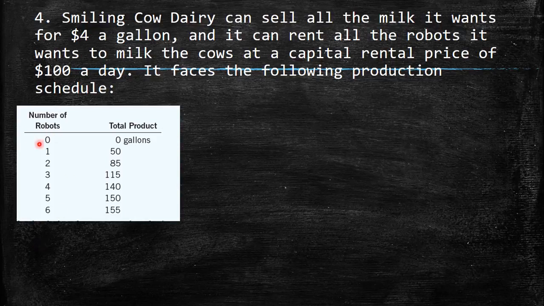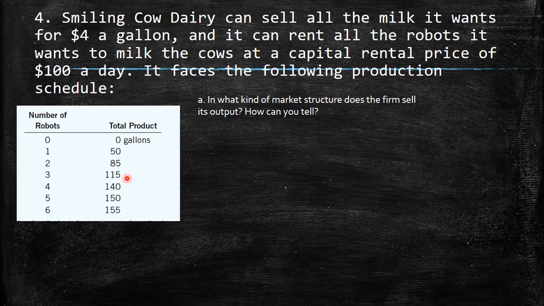If I have 0 robots, I will have an output of 0 gallons. But when I rent the first robot, this will bring me 50 gallons. Then the second one will bring me 85. As you can see, every time I increase the number of robots, I increase the production, but every time I add one robot, the production increases at a lower rate. This is again the diminishing product of capital, or the diminishing product of the factor of production. In this case, we're discussing capital.